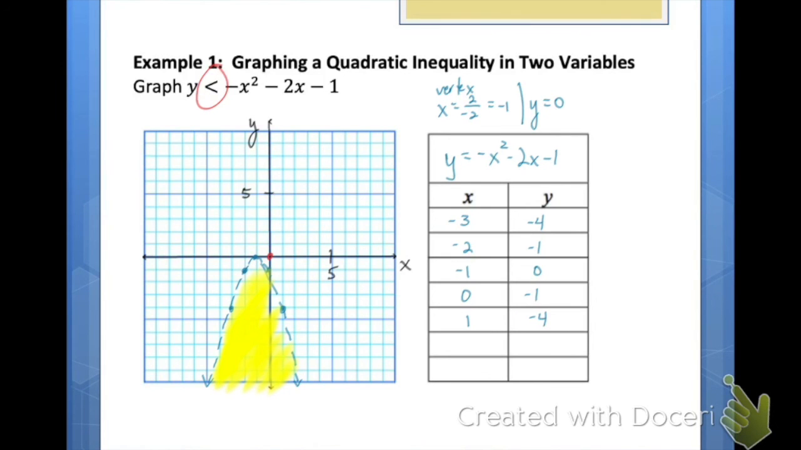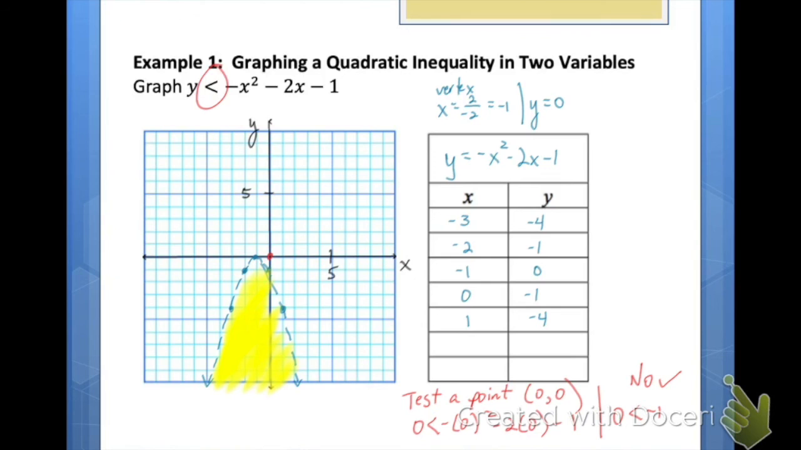So I picked the point 0, 0 because it's very easy to plug in. It also is outside my shaded region right now, so it should not satisfy the inequality. It should not be a solution. So 0 for x and 0 for y, I plug it into my inequality, and I get 0 is less than negative 0 minus 1, or 0 is less than negative 1. That is not a true statement, so that means that point is not a part of the solution area and shouldn't be shaded. So my shading is correct.